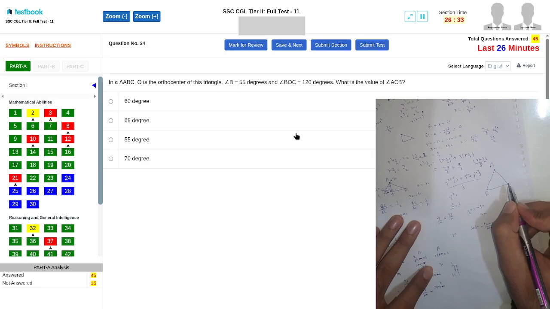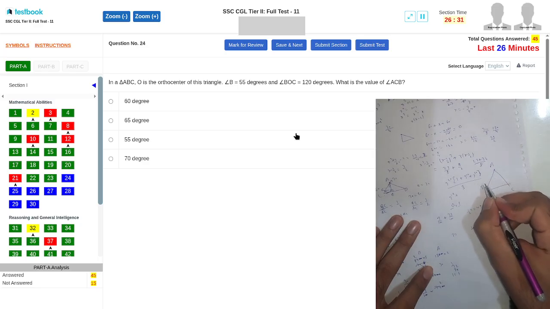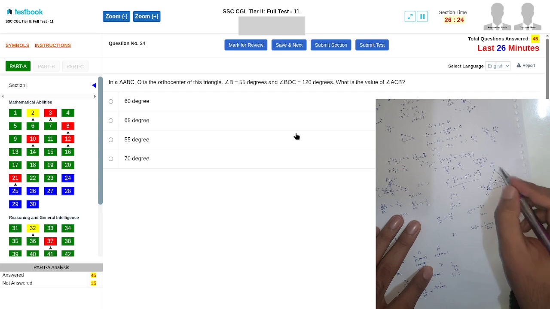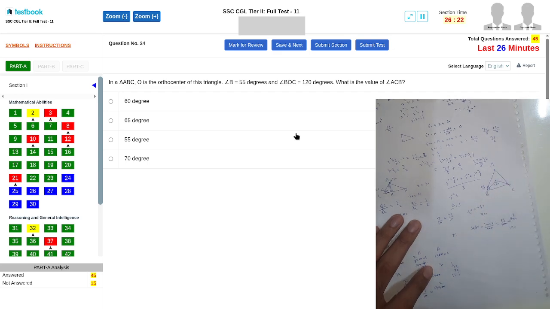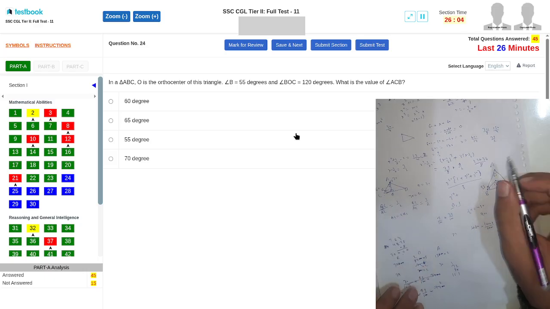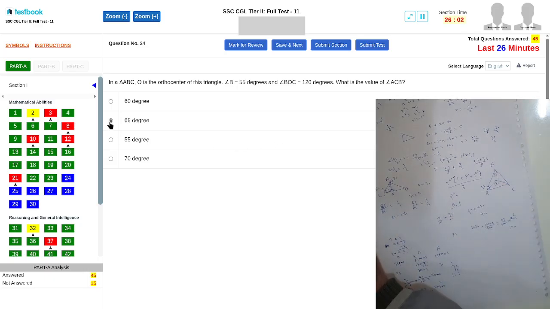A B C B 55 ऑर्थो सेंटर B O C 120 A C B करना है ऑर्थो सेंटर 60 115 65. तो ये 60 हो गया 115 तो AC की 65.